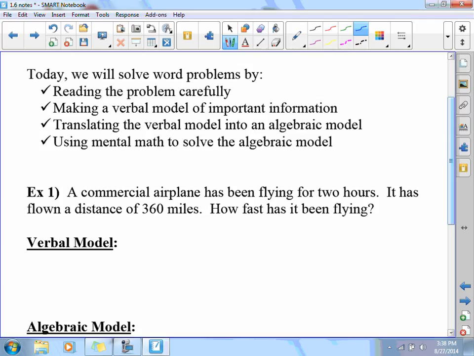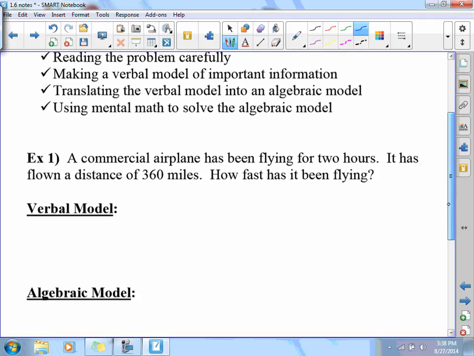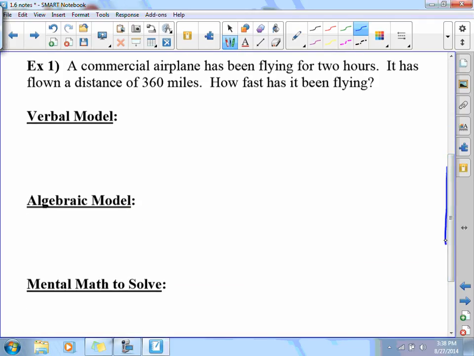And we're going to try and do a verbal model with little words or phrases, and then we're going to translate that into an algebraic model. So we're using those translating skills that we talked about in the previous lesson. And then we're going to use mental math to solve as well. So we have 7 examples, I believe. And we're going to start off with some easy ones.